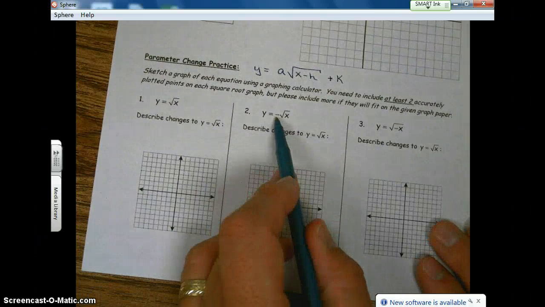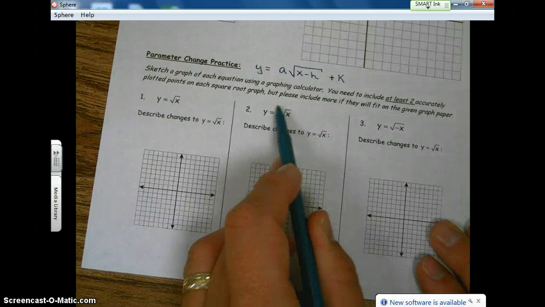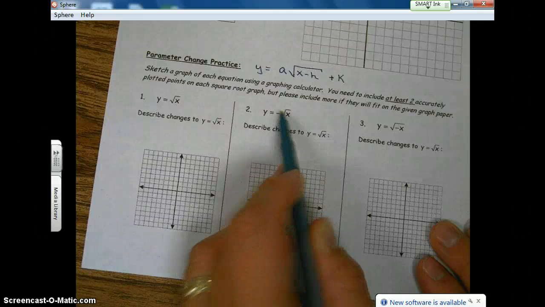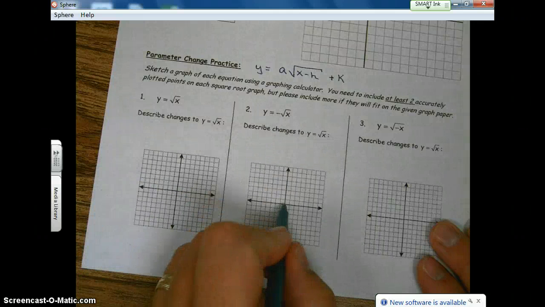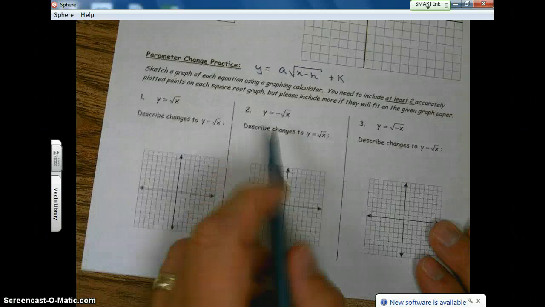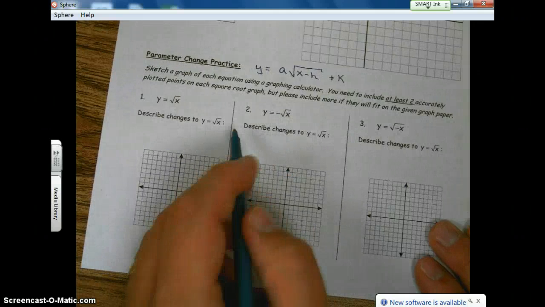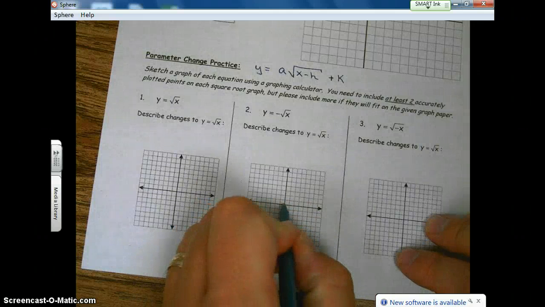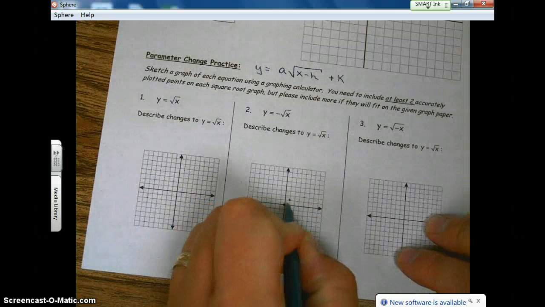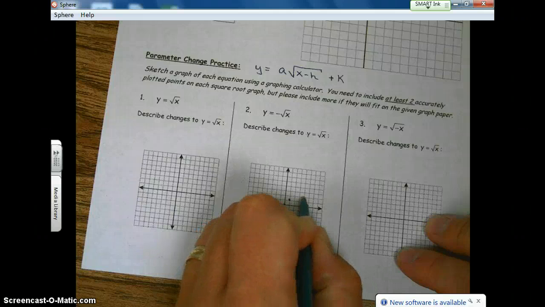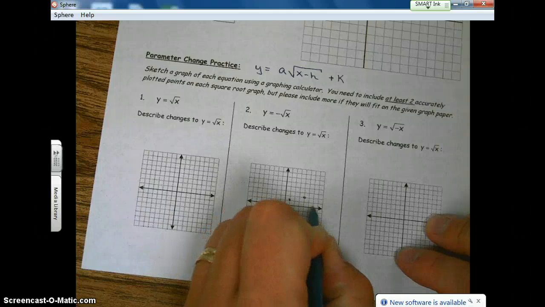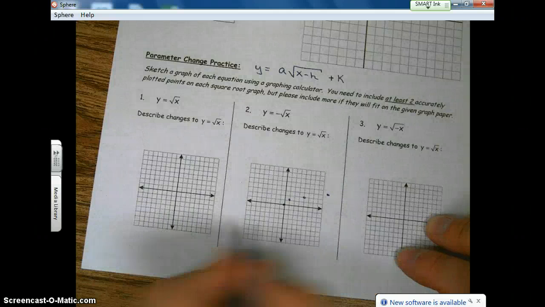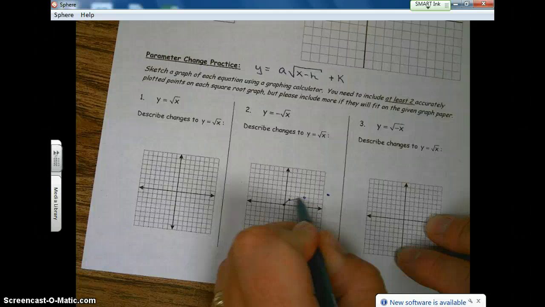Now we have an a value of -1. What I suggest here is that you plot the parent. So 0, 0, 1, 1, 4, 2, 9, 3. It went off the graph a little bit, but you get the idea.